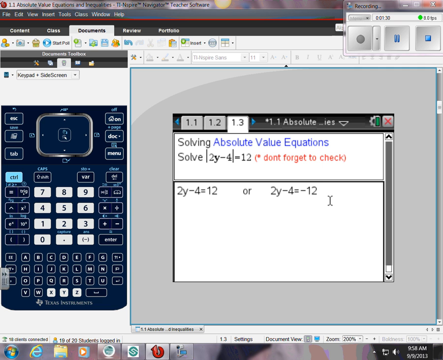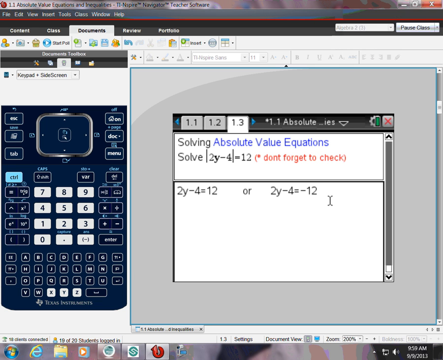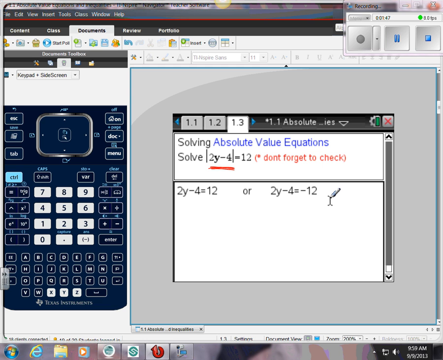Good. So now I've already done that here for you, right? We have 2y minus 4 equals 12, and 2y minus 4 equals negative 12. Notice what we did not change. Yeah, that 2y minus 4. You never change anything inside the absolute value brackets. I'm going to say that again. Very important. Never change anything inside those brackets.